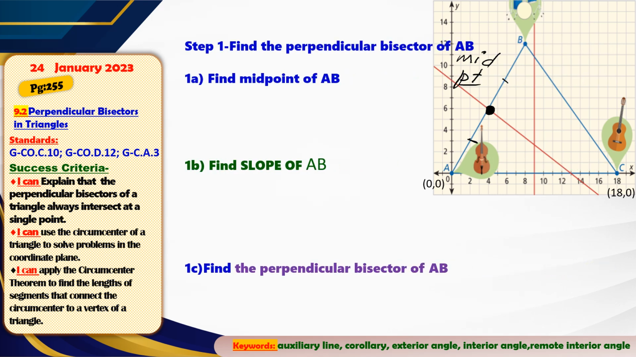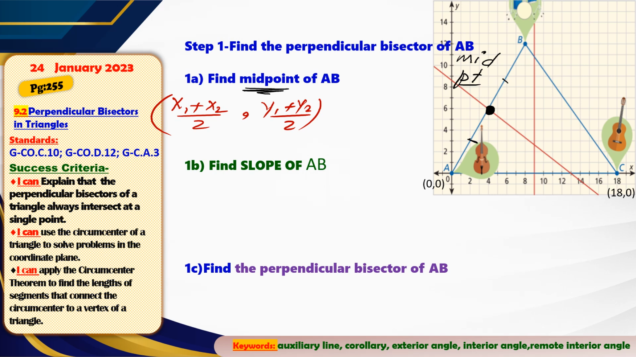In order to find the perpendicular bisector of this line AB, we need to find the midpoint of AB. How can we find the midpoint of AB? By applying the midpoint formula: (x1 plus x2) divided by 2, comma, (y1 plus y2) divided by 2. Now let's see what x1, y1, x2, and y2 are.